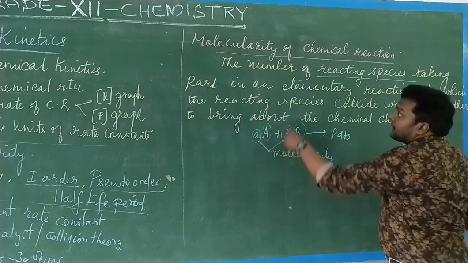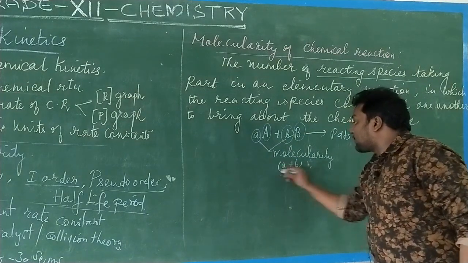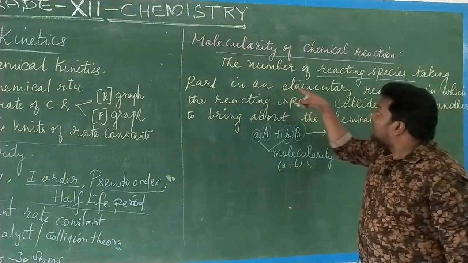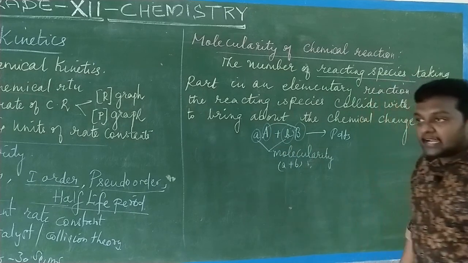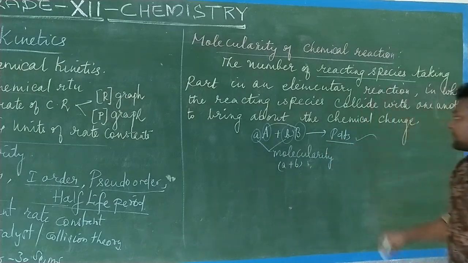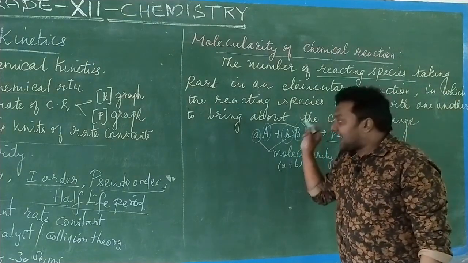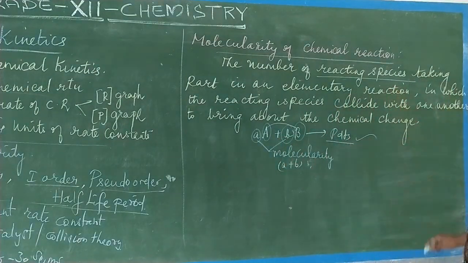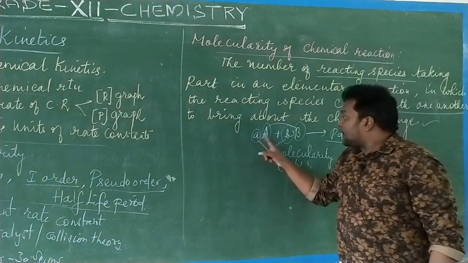So in the A and B, the number of reacting species. What are the number of reacting species? A plus B are the number of reacting species that is taking part in an elementary reaction in which the reacting species will collide with one another to bring about the chemical change or a chemical reaction, giving rise to the formation of a product, is called as molecularity of a chemical reaction.